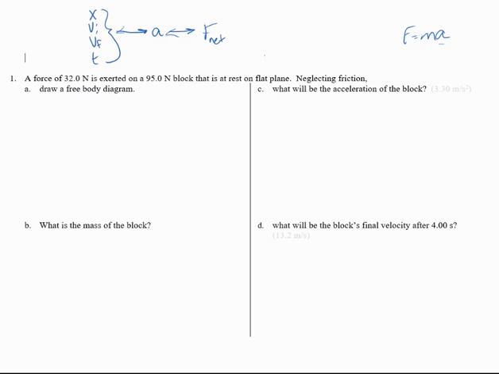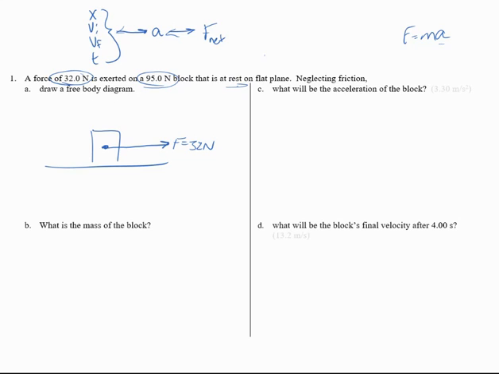A force of 32 newtons is exerted on a 95 Newton block that is at rest on a flat plane. Neglecting friction, we want to draw a free body diagram. So the first thing I'm going to do is put my box on a flat plane. I'm going to put my dot, that would be sort of where the center of mass is of the block. I know that the force of 32 newtons is pushing it forward, so I'm going to draw an arrow pushing it forward and label that as F equals 32 newtons.